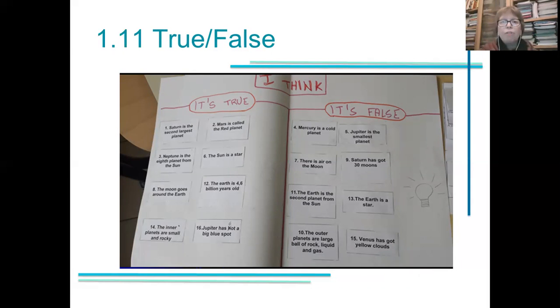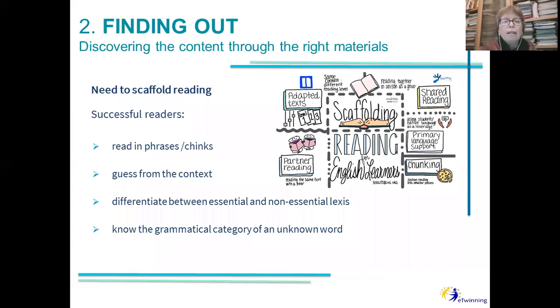games. For example, this is a true and false game about the solar system. They had to cut sentences and classify them into 2 groups. Once I have activated their prior knowledge, we have to discover the content. And in order to discover the content, very often I have to read.